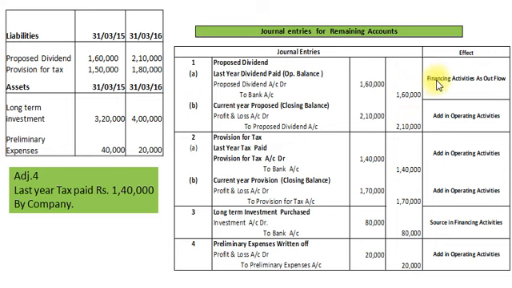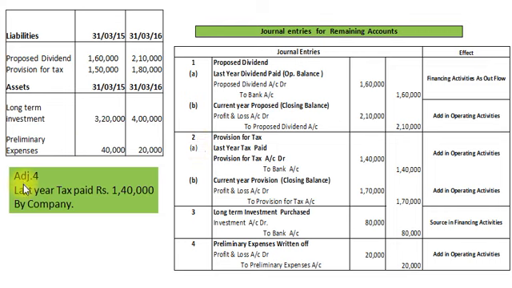and this entry will be recorded in financing activities as cash outflow. Current year proposed dividend: profit and loss account debit to proposed dividend account rupees 2,10,000. This particular transaction will be added in profit in operating activities. Now next, provision for tax.